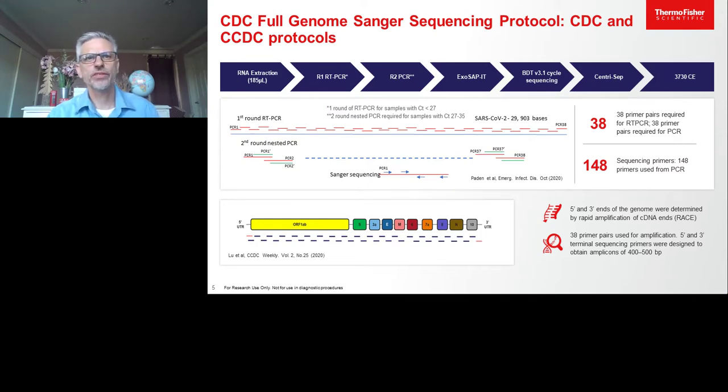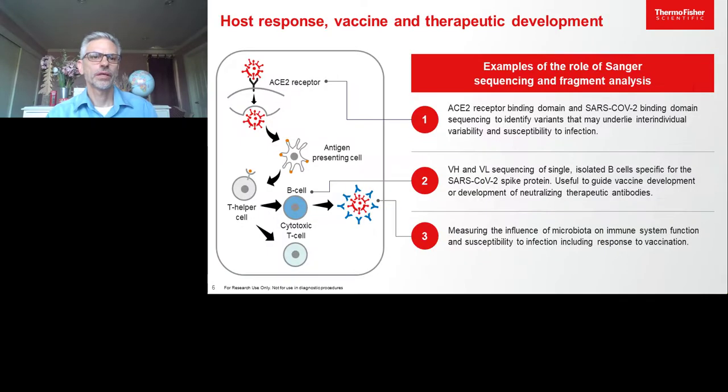So there are a number of Sanger sequenced full genomes in the Nextstrain database. Particularly from regions where access to expensive NGS instrumentation and expertise is limited. And also for samples that are very low viral load, Sanger sequencing is often the preferred choice. So beyond sequencing the entire genome, Sanger also has a significant role to help understand the host response to the virus.